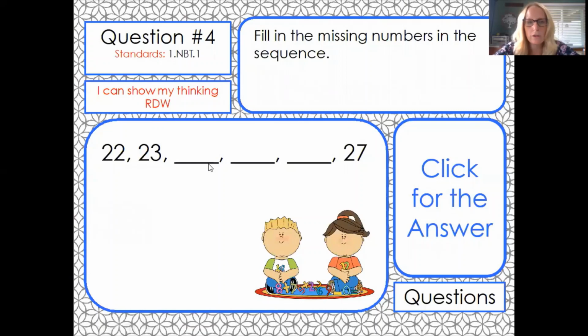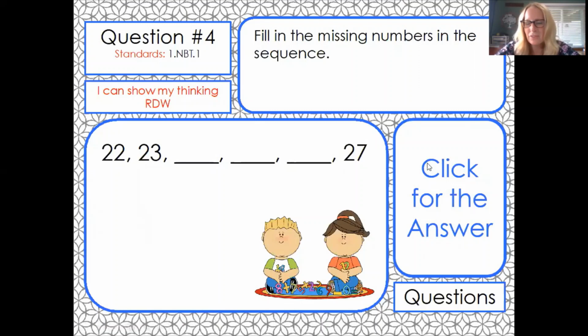All right, this one is a little different. Question number 4 is asking us to fill in the missing numbers in the sequence. So if you're counting 22, 23, they want you to fill in what 3 numbers come next. Pause the video, fill in your numbers.